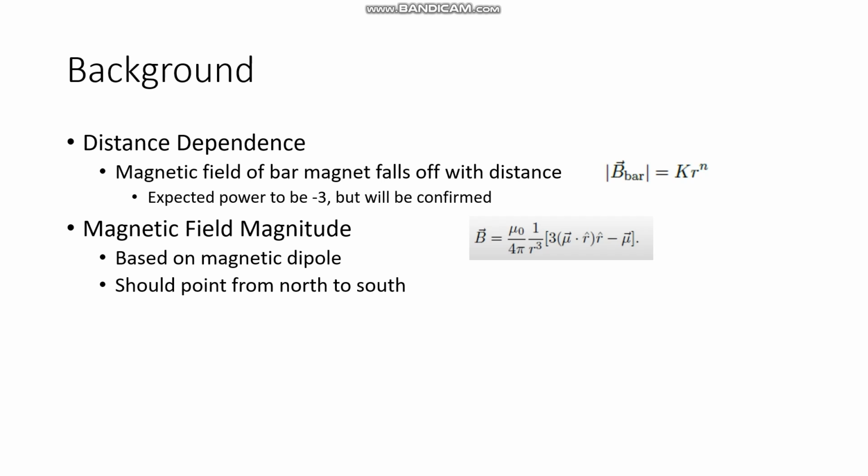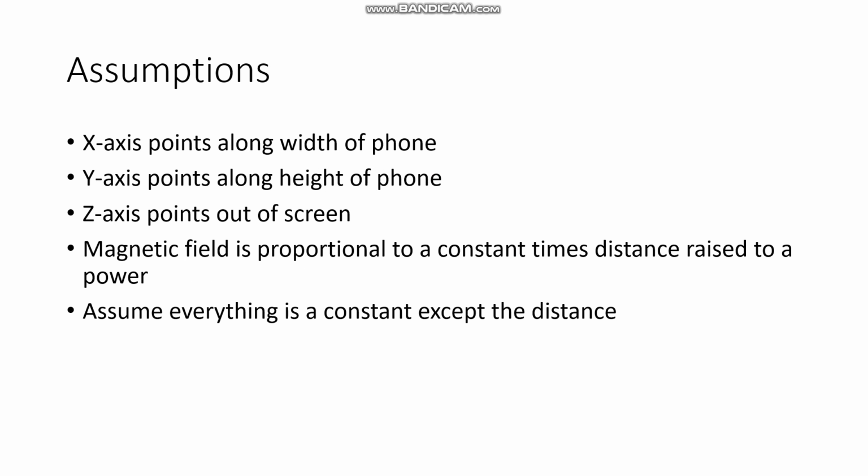Then we need to be comfortable with the magnetic field magnitude formula, which is basically just the field of a dipole, which is shown to the right. And one thing to note is that the field should point from north to south, and that matters within our next assumptions and actually setting up the experiment.